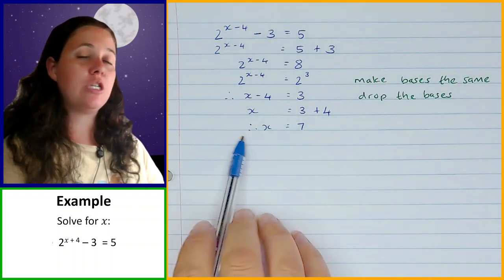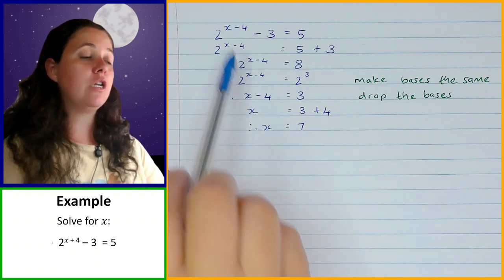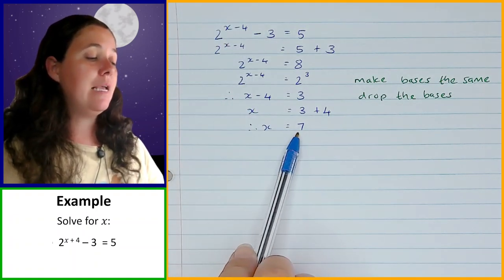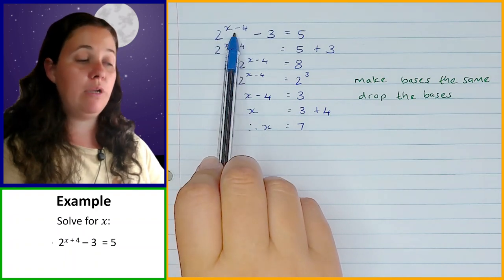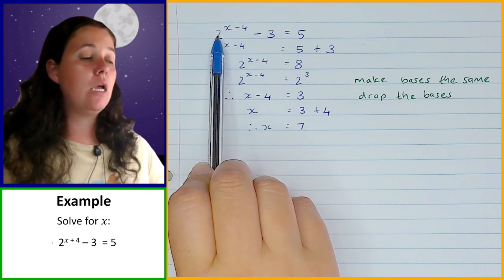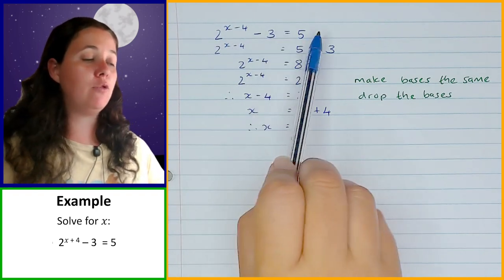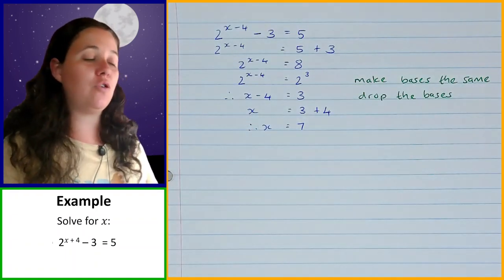Now, just like any other equation, once you've got your solution, you can check it. You can say, well, if x is 7, that means I have 2 to the power of 7 minus 4, which is 3. So 2 to the power of 3, now we know that 2 to the power of 3 is 8, minus 3 gives me 5, which is the same as what I have on my right-hand side. So you can check your answer and see if you got it right.